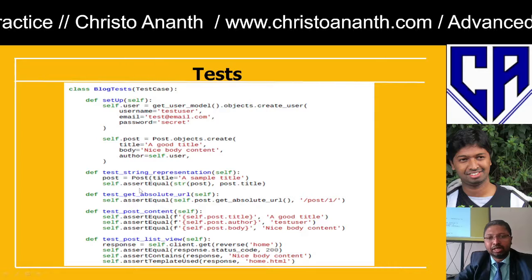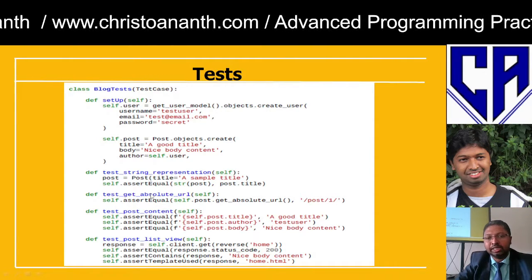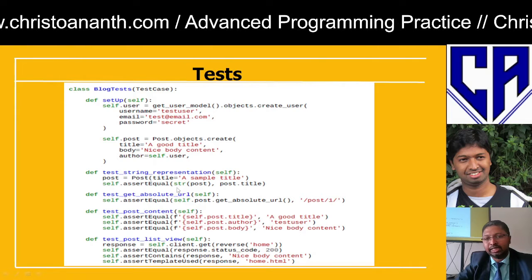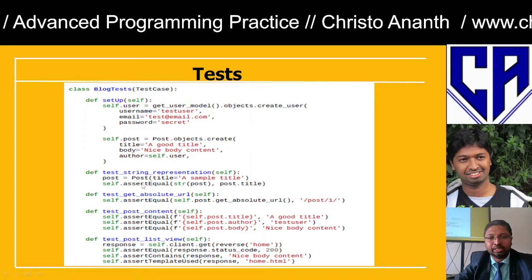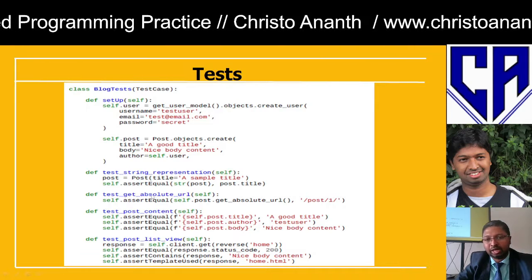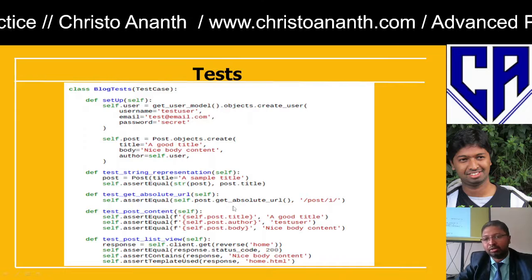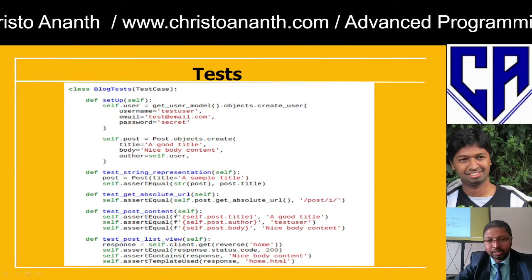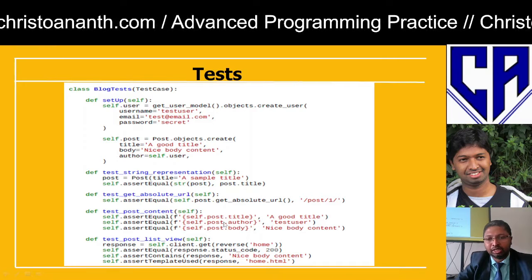So this is the string representation that you will be representing in the case of a new title, and self.assertEqual the str will be included for the assertion, and then test_get_absolute_url. So you'll have the assertEqual self.post.get_absolute_url, and then the post content also you'll have self.assertEqual the post title, author as well as the body.